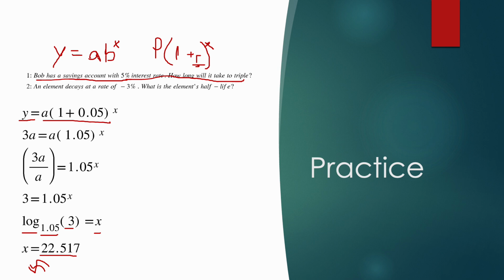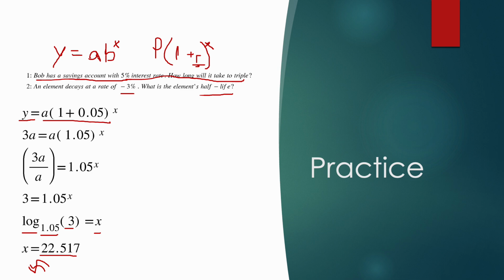So the second problem is an element decays at a rate of -3%. What is the element's half-life? So remember, this is going to be going over when it's going to be half the amount. And we're going to be using the e equation. And so the rate is going to be what e is raised to, just as a quick reminder. All right, so see if you can work through that. If you can, great. If you can't, that's okay. We'll be going over it.